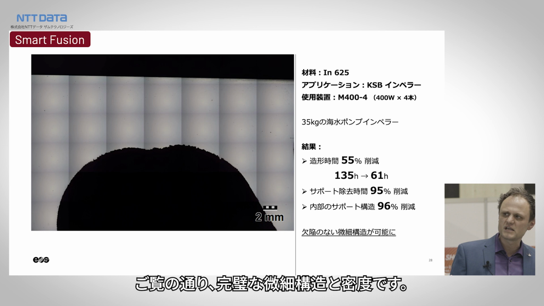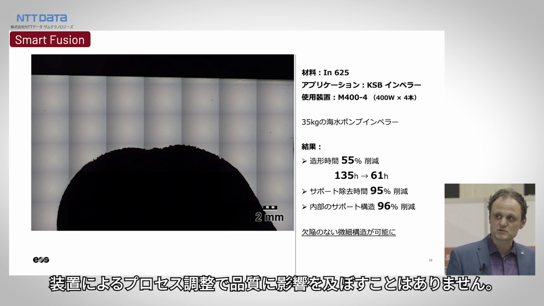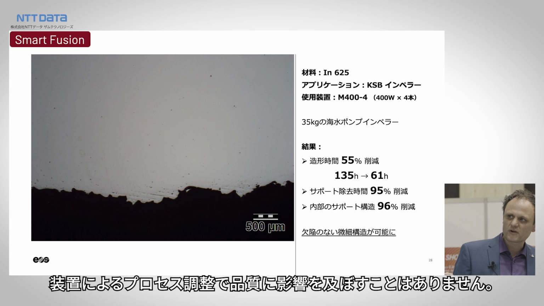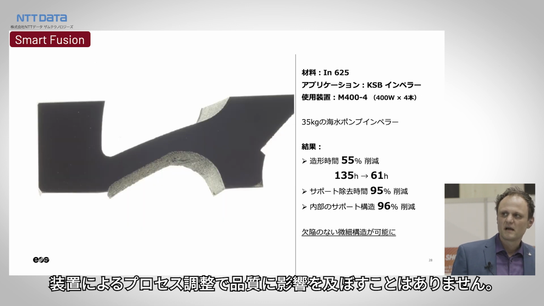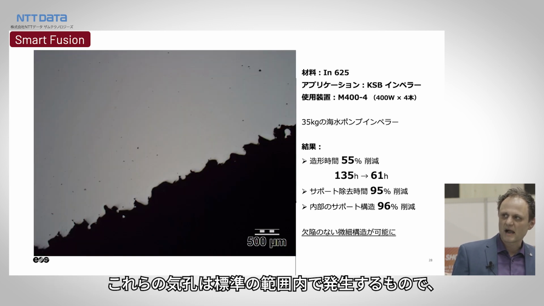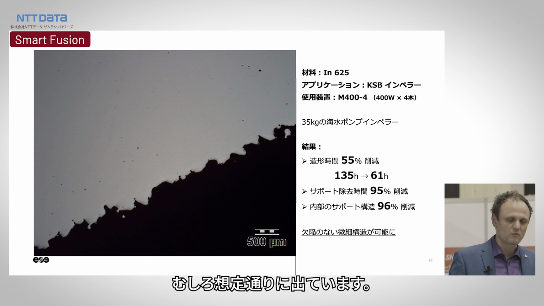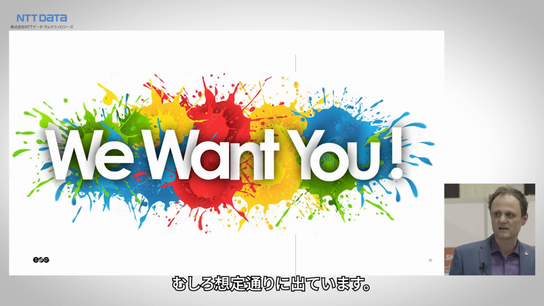And even in the regions where the machine had really difficult times printing, there are no process anomalies. These pictures all show perfect microstructure and perfect density. These are standard pores in a range that we expect. There's nothing to hide, even directly underneath the surface.